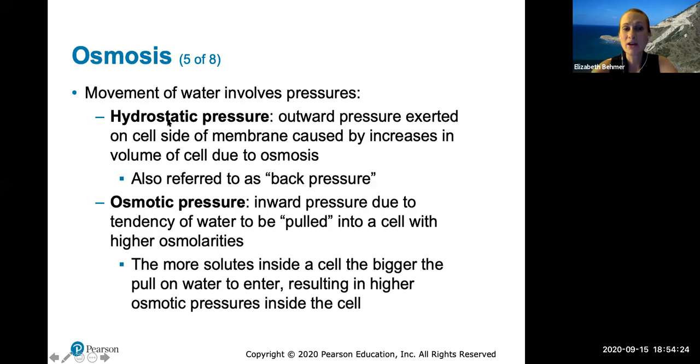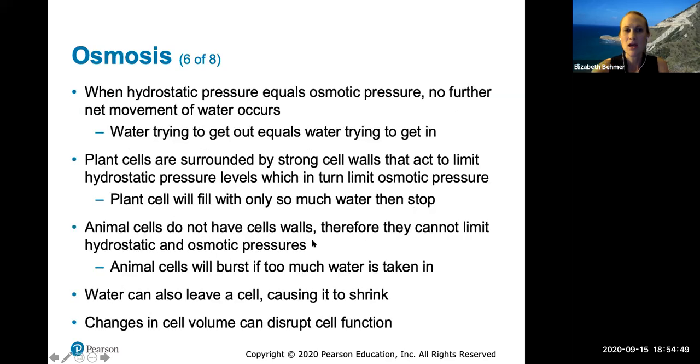The movement of water involves hydrostatic pressure and osmotic pressure. Hydrostatic pressure is outward pressure exerted on a cell, often called back pressure, and osmotic pressure is inward pressure due to the tendency of water to be pulled into a cell with higher osmolarities. And again, higher osmolarities refer to the concentration of solute.